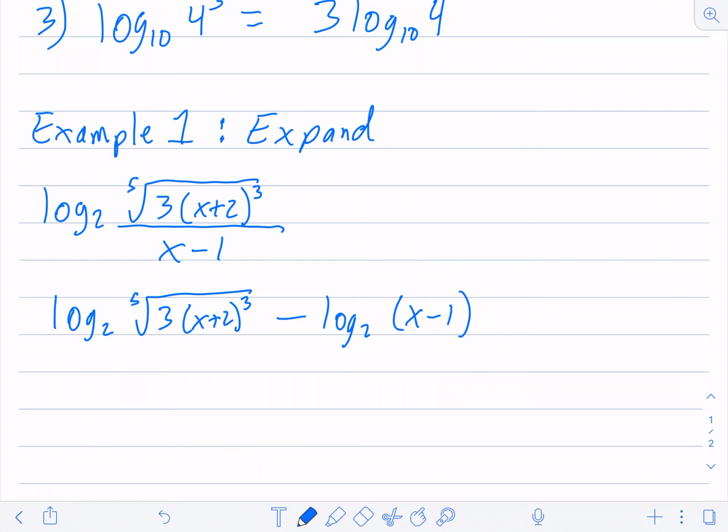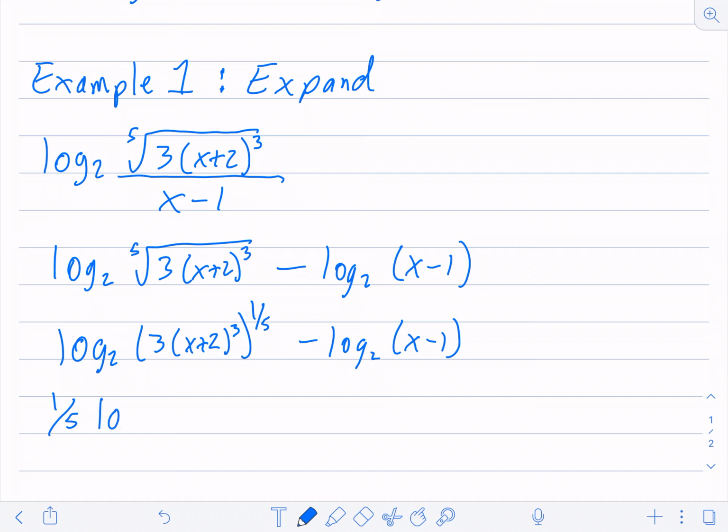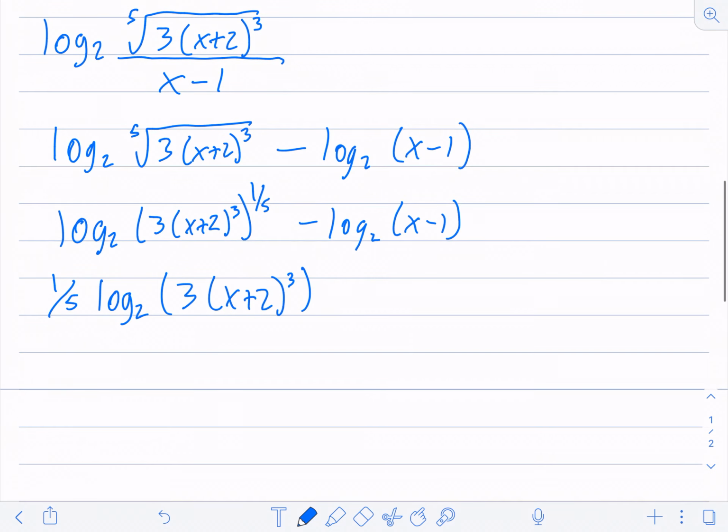But now we're going to look at the left part, the first expression there, to see if we can simplify that anymore. Well, that fifth root, isn't that really log base 2 of 3 times x plus 2 to the third, raised to the 1/5, right? And if that's raised to the 1/5, then what can I do? Using the power rule, I can bring that 1/5 to the front. So that's going to be the same as 1/5 log base 2 of 3 times x plus 2 to the third power, right? Okay. Again, minus log base 2 of x minus 1.